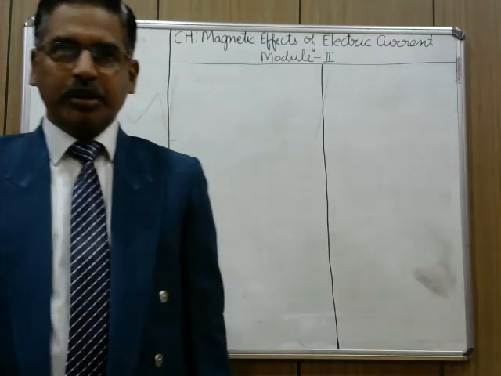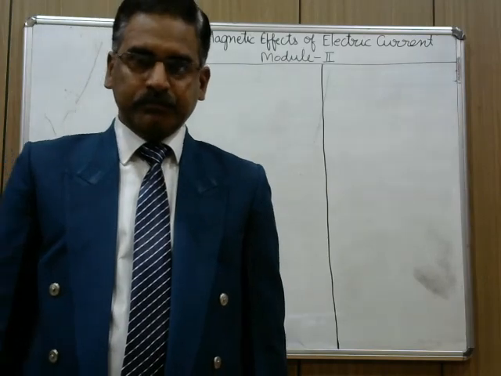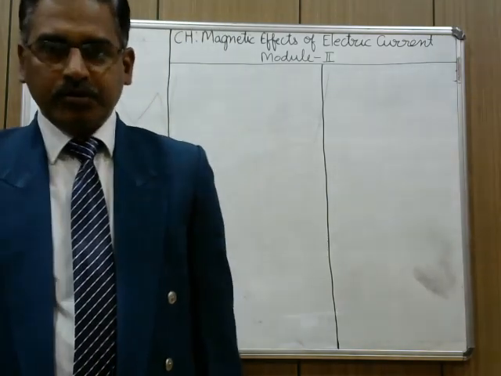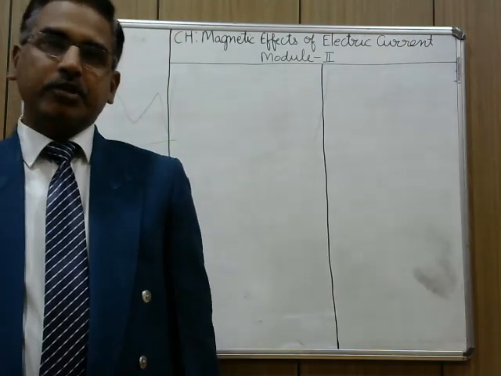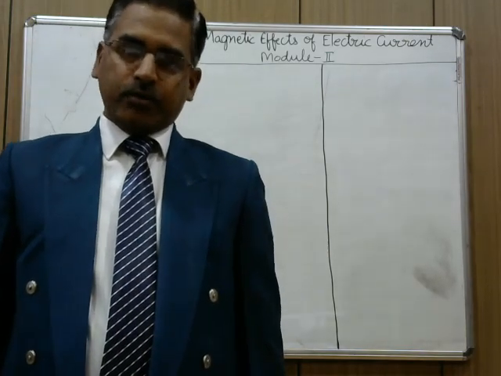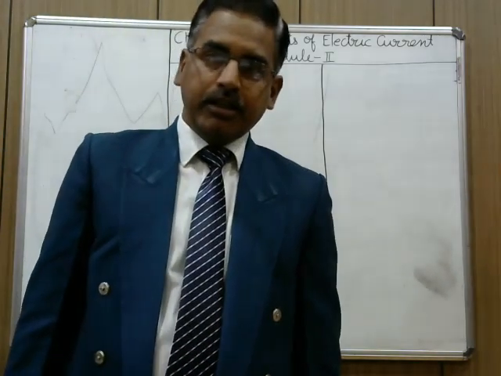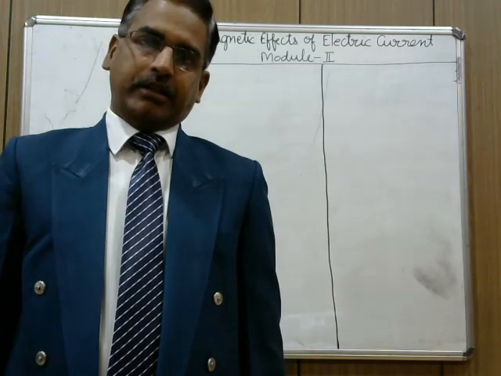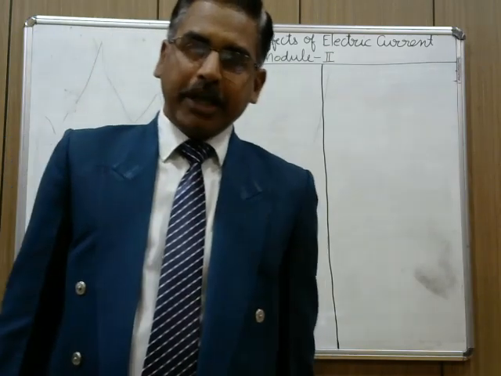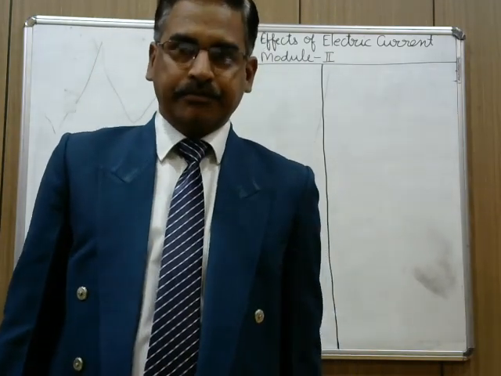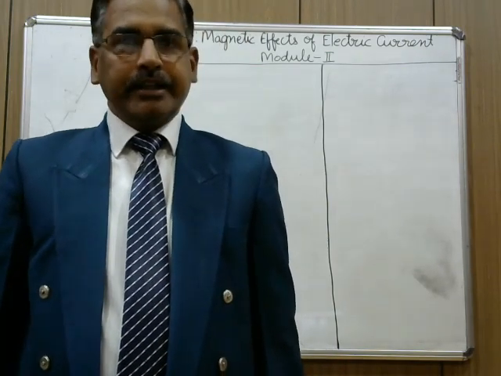Hello students. Today we will discuss the magnetic field produced by a current carrying conductor. As we discussed in the previous module, a current carrying conductor behaves like a magnet and therefore it produces a magnetic field around it. The magnetic field produced by a current carrying conductor depends upon the shape of the conductor. Different shapes of conductor may produce magnetic field of different pattern. So today we will discuss the magnetic field produced by a current carrying straight conductor.